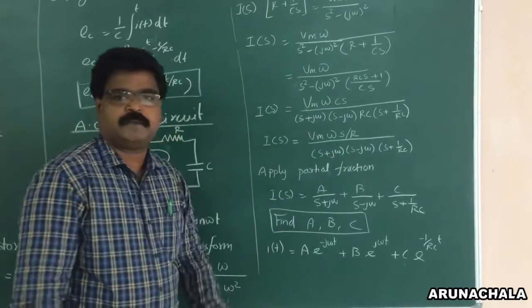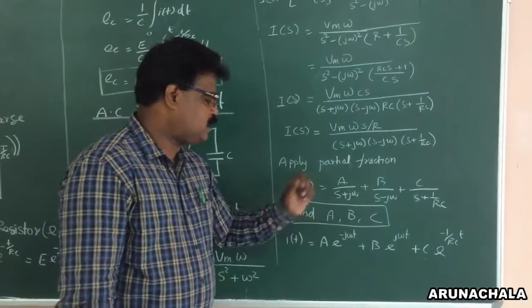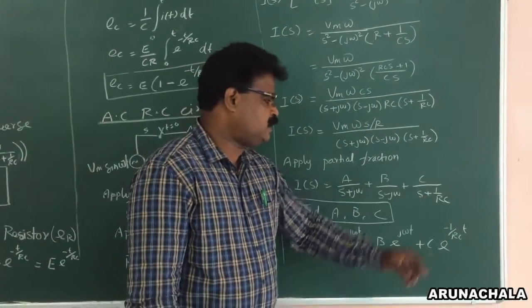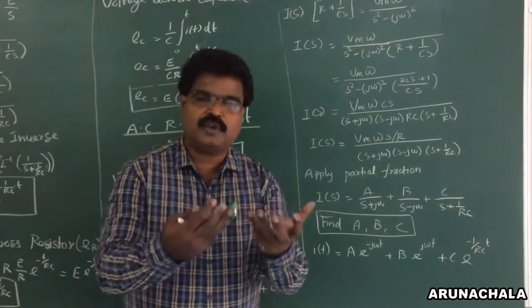Then you have to go for partial fractions. Apply partial fraction: I of s is equal to A divided by s plus j omega, plus B divided by s minus j omega, plus C divided by s plus 1 by RC. You find the values of A, B, C, whatever method you know.